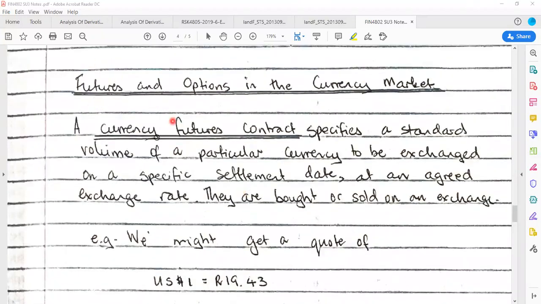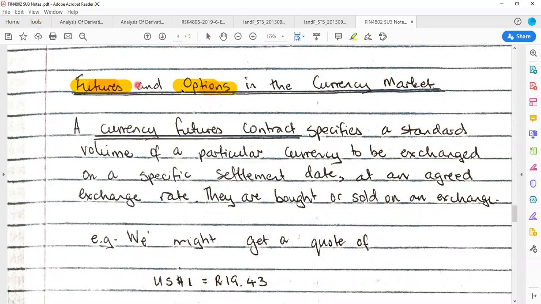The second last thing you need to know about is what we call futures and options in the currency market. There are also forward contracts, but your module specifically says you need to know about futures and options. Futures and options are going to be covered in detail with a lot of mathematics. I think in study unit 5, we're still in study unit 3. I think maybe even in the next video, if I can cover study unit 4 and 5 in one video.